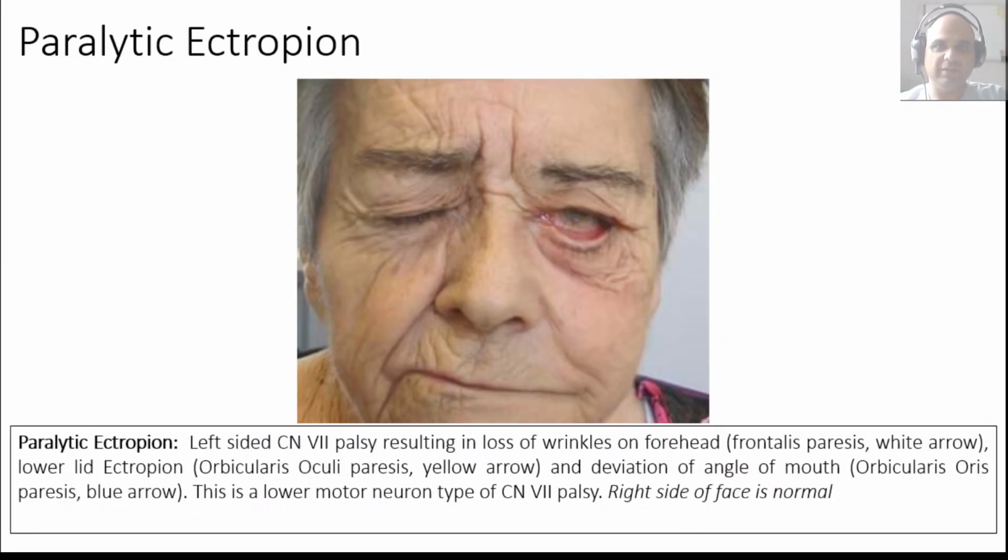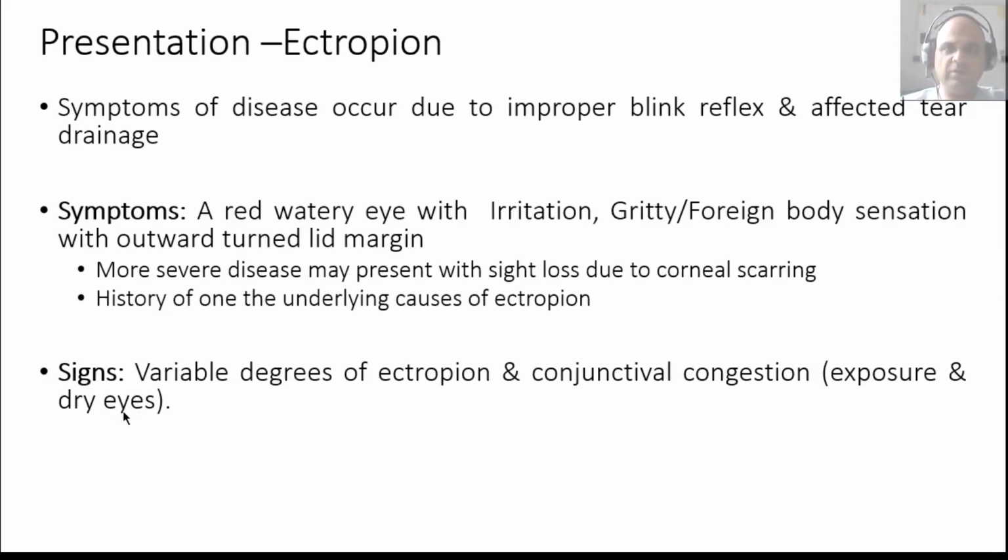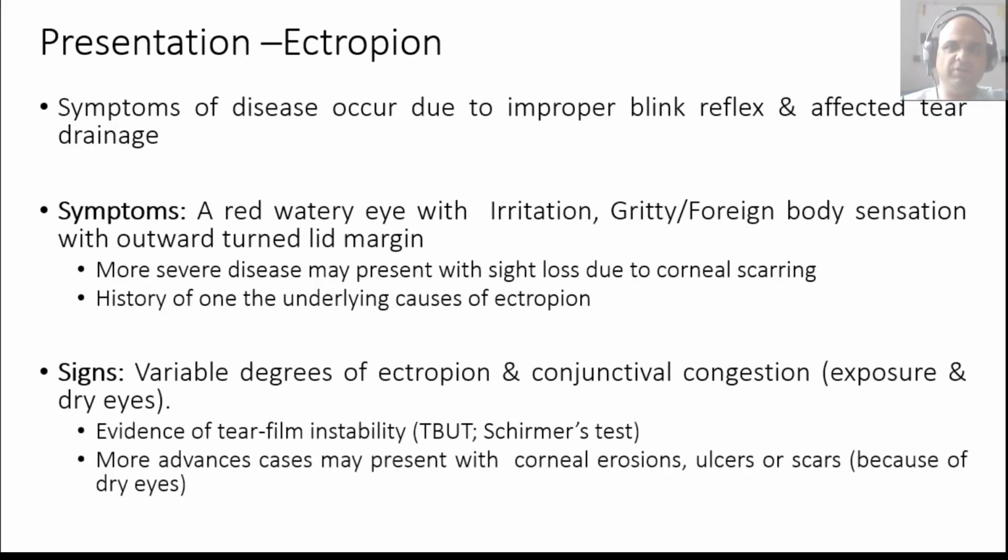the cheek. So together with the symptoms that are specific to ectropion, irrespective of etiology, you will also get symptoms of one of the underlying causes of ectropion. So variable degrees of ectropion and conjunctival congestion, which is again, as we talked about, because of exposure and dry eyes. You would also have evidence of tear film instability because of improper blink reflex.